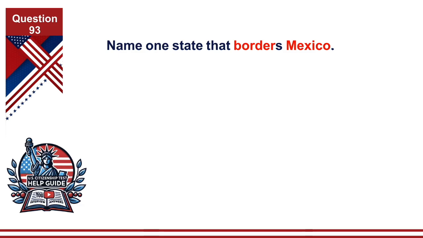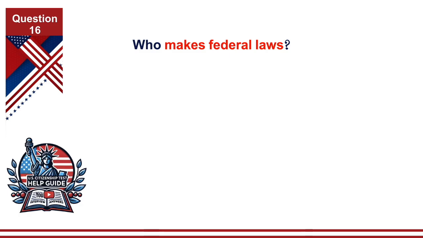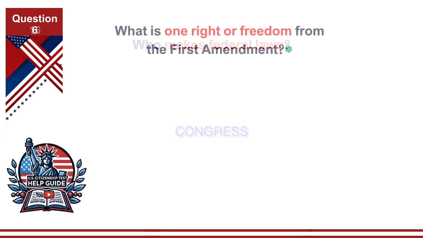Name one state that borders Mexico. California. Who makes federal laws? Congress. What is one right or freedom from the First Amendment? Speech.